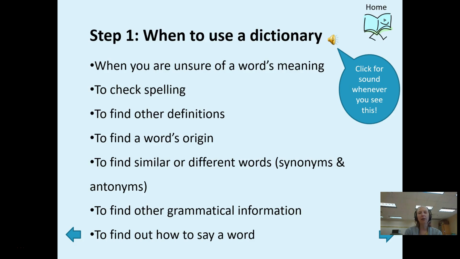Sometimes we might want to find similar or different words, for example, synonyms and antonyms. We might want to find grammatical information, for example, whether it's a verb, a noun, an adjective, an adverb. And sometimes we just want to know how to say the word. We call that pronunciation.